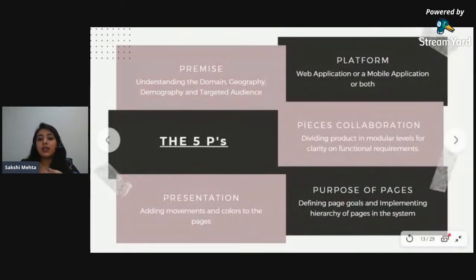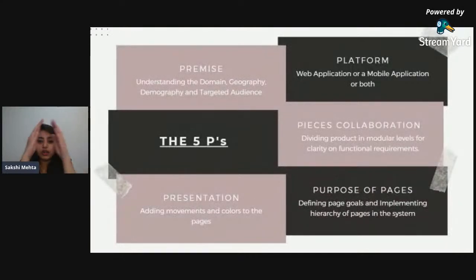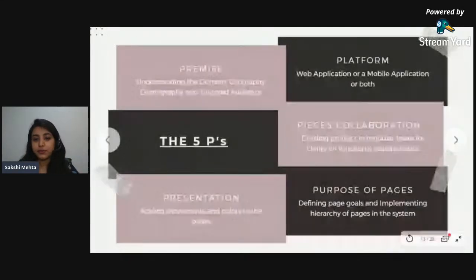So we are dividing the product into functional requirements, and the purpose of pages are basically the goals and what you are going to set in the hierarchy. For example, there can be an onboarding page, and a lot of things can be going on in pieces collaboration. This is the purpose of the page goals that we define. The presentation would be adding movements and color schemes to the pages. All these things become part of our presentation. What I'm going to do further in this presentation is focus on these five points and give you real life examples of all five.